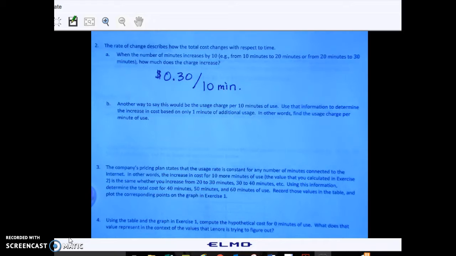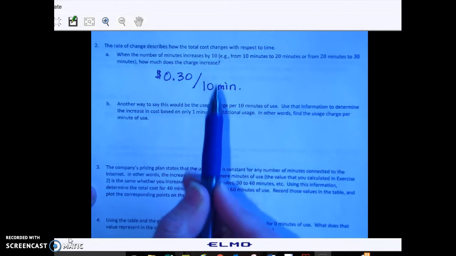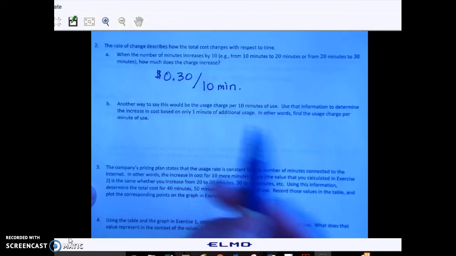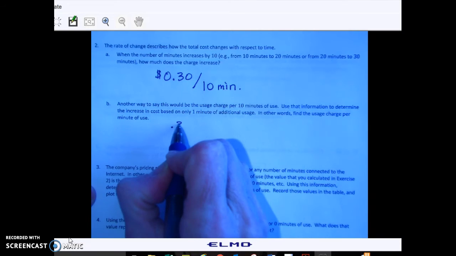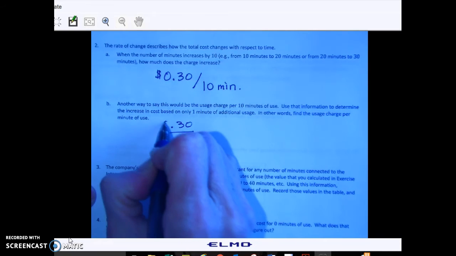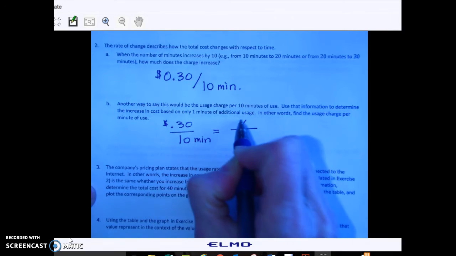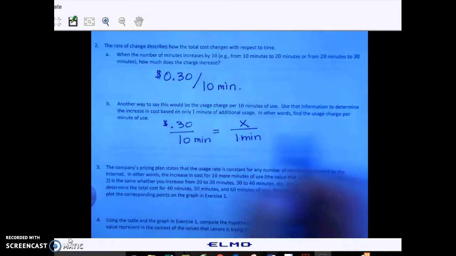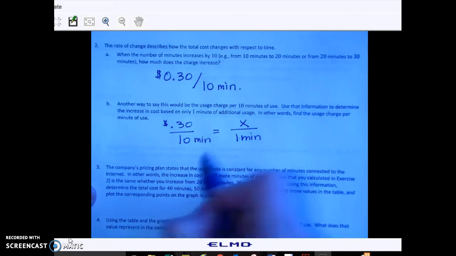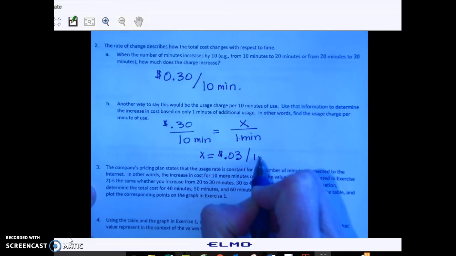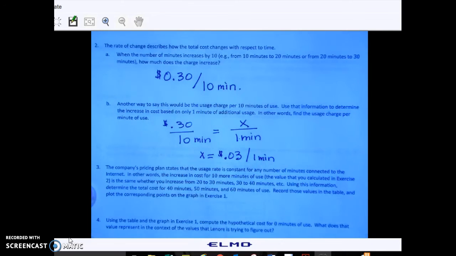Part B, another way to think about this is to try and figure out how much it's costing for 1 minute. Well, if 30 cents costs 10 minutes, you should be able to divide that and get the cost for 1 minute. Or some people prefer to set up a proportion: 30 cents for 10 minutes is how much for 1 minute, and then cross multiplying. Either way, whichever method you use, you're going to get the cost of 3 cents for 1 minute of usage.